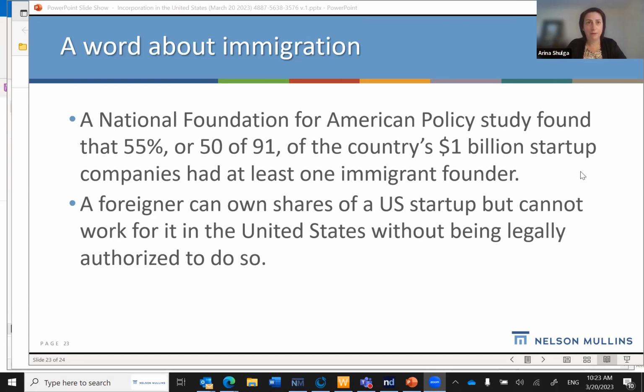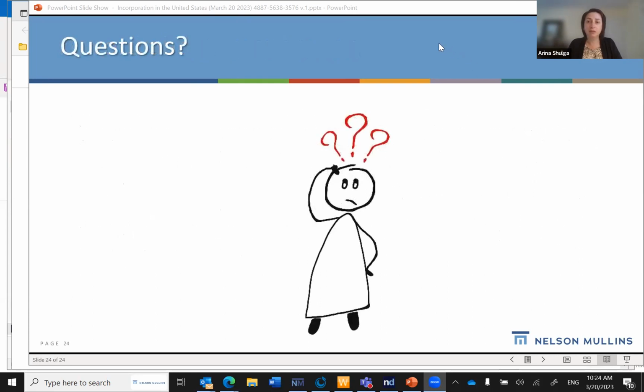However, that person cannot work for their own company in the U.S. unless they're authorized to do so. Okay, so you can work for this company from outside of the US, that's fine. But as soon as you are on US soil, you need to make sure you have a proper visa, proper authorization, green card, whatever, to work for your company here in the US. And that's all I have for you. Do you have any questions?